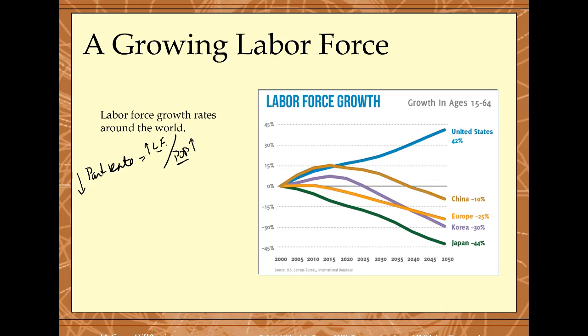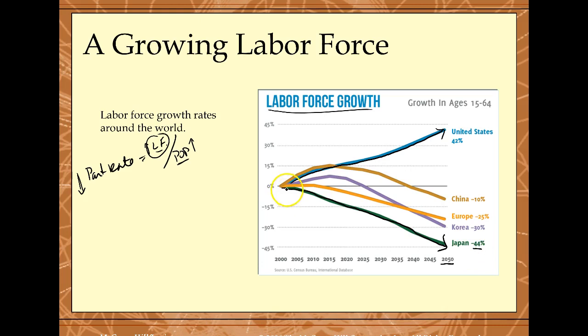Now, let's look at the labor force growth around the world, right? And we could see that the United States, even though the participation rate is falling, is showing a forecasted increase in growth in the labor force out to 2050. So this is a projection, right? But you could see, look at Japan. Japan is already showing a decline in the labor force. And by 2050, the labor force will have shrunk by 44%.